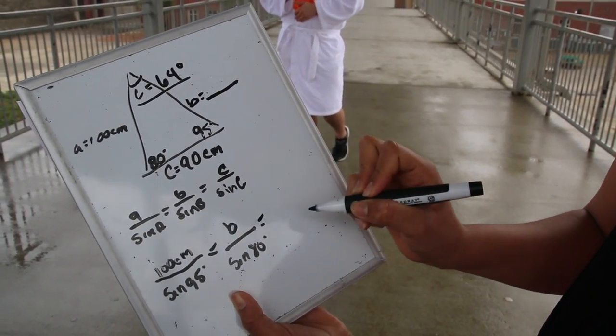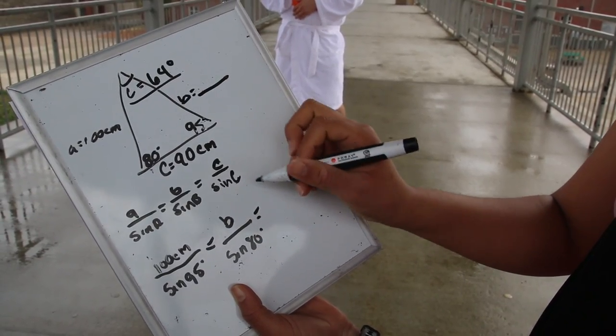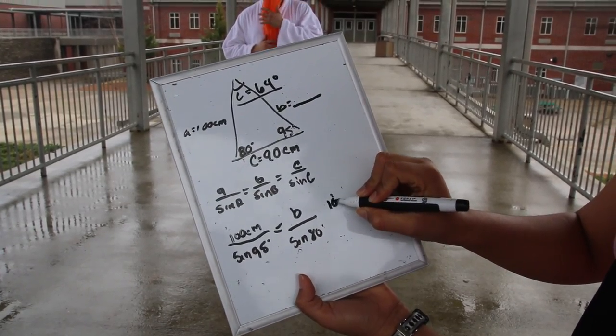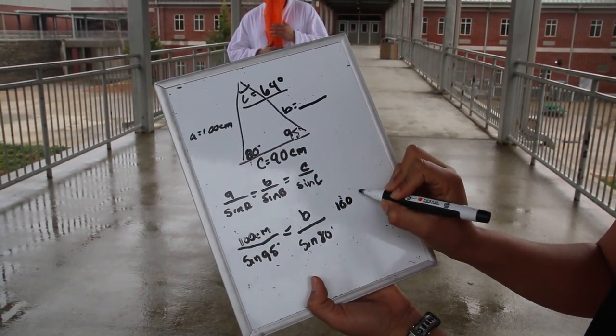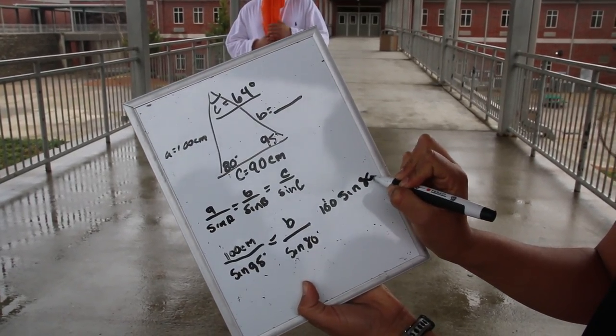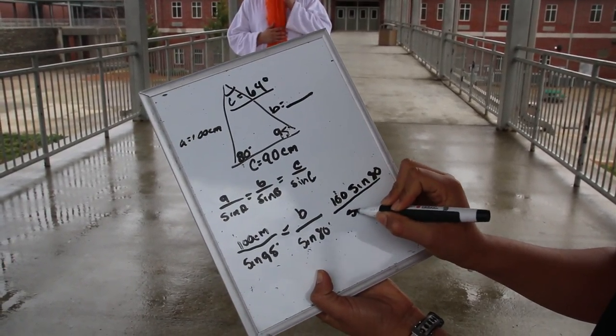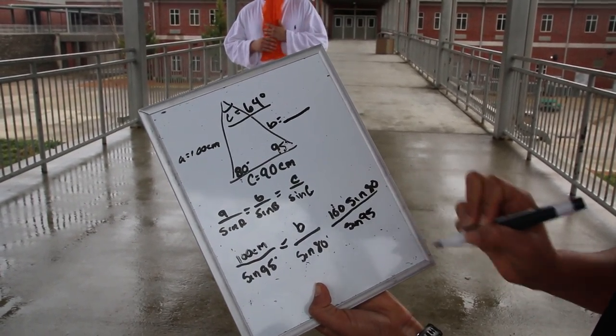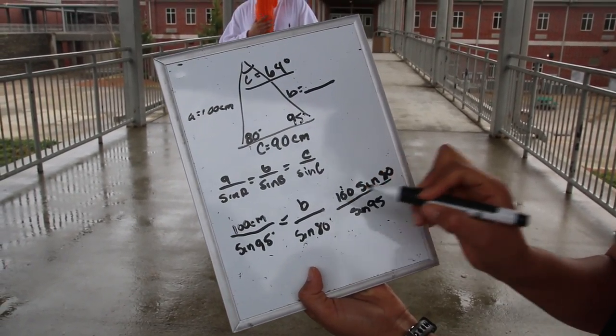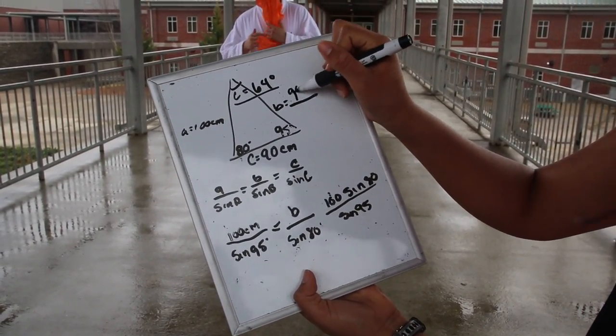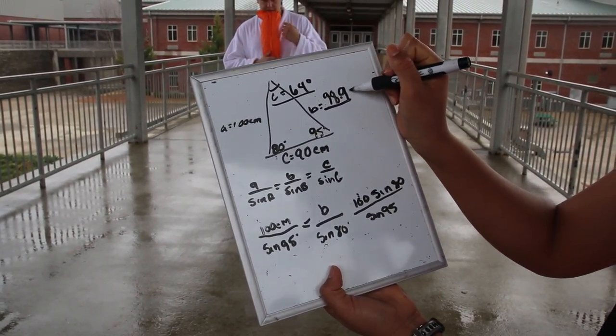We'll plug this into the calculator as 100 centimeters multiplied by sine 80, all divided by sine 95. And our final answer for side B will be 98.9 centimeters.